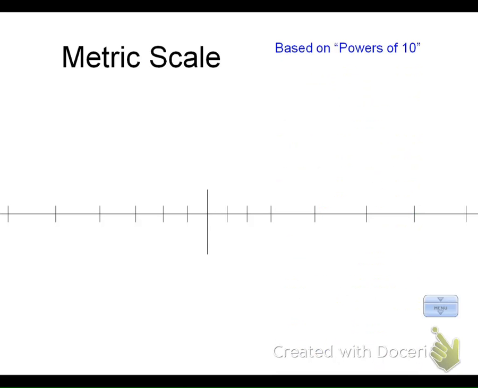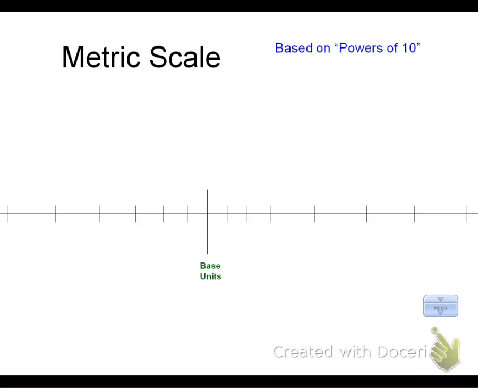Keep in mind that the metric system and the metric scale is based on powers of 10. Any difference in unit, say from centi to milli, you remember that from middle school, just means change by a power of 10, or times 10, divided by 10, whatever.